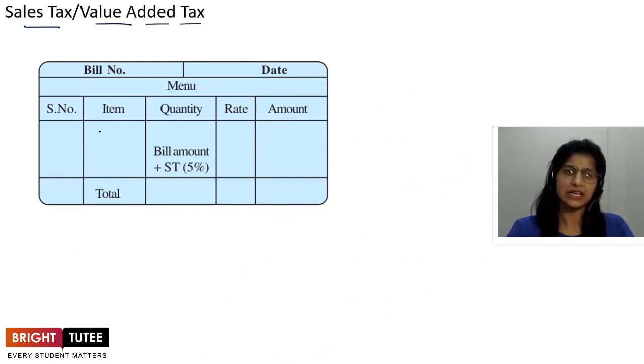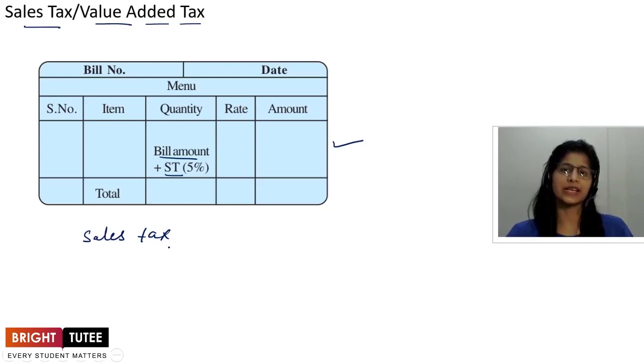Okay, what is a sales tax? So just have a look at this bill. It includes bill amount plus ST, that is 5%. What is ST? This ST is sales tax. Okay, what is a sales tax? Sales tax is charged by the government on every item that is for sale. On sale of every item, the government charges sales tax.